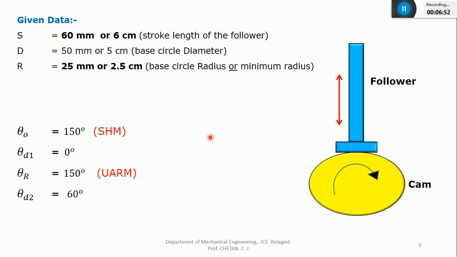And after deciding this, before drawing the cam profile, one more thing is given: the follower axis and the cam axis are in the same line. They're in the same line. Just wait for a second.